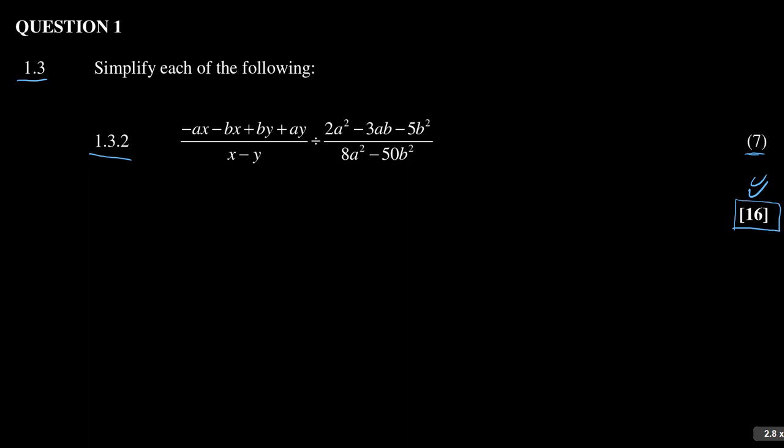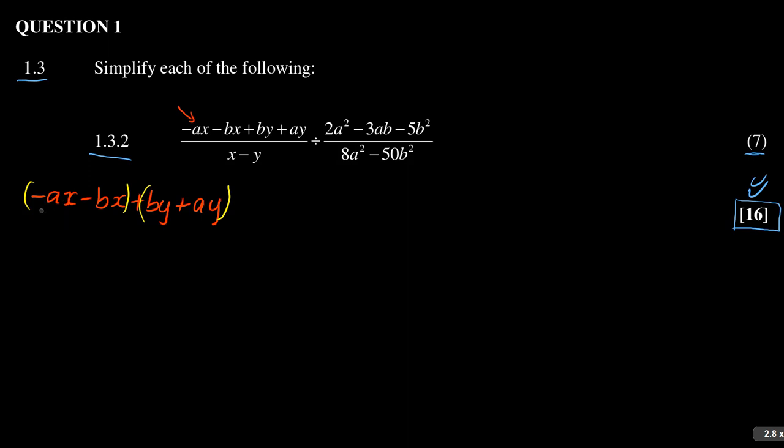So now, how do you go about simplifying this problem? I'm going to do it in parts. I'm going to look at each and every individual part separately. Let us start by looking at the top. At the top, you are given negative ax minus bx plus by plus ay. So when I'm given that, the first thing that comes into my mind is to factorize by grouping.